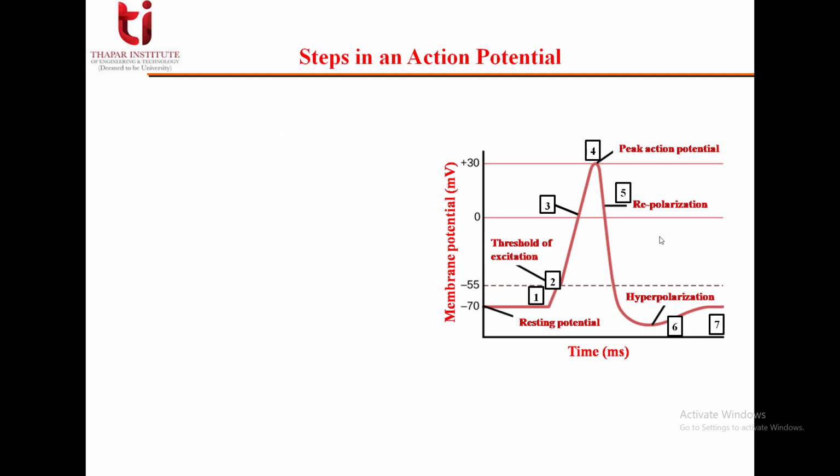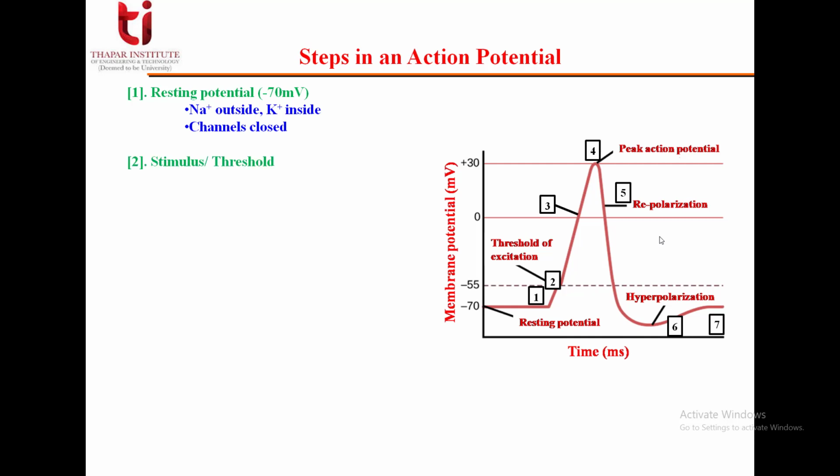Now let's discuss this process in a little bit more detail. This is a graph showing different regions. First, the cell is at rest, at its resting potential, which is typically minus 70 millivolts. That means in this case, sodium is more outside, potassium ions are more inside, and all the channels are closed. Now what happens?